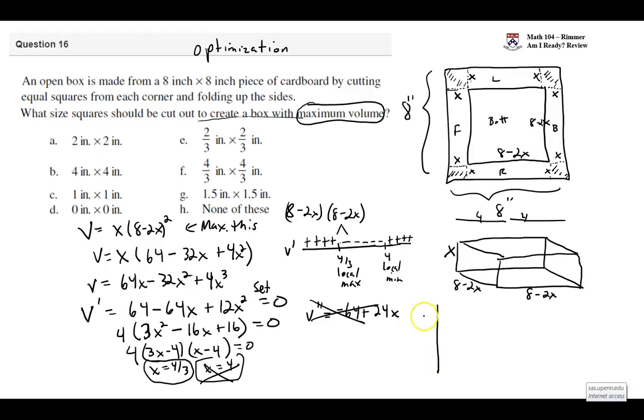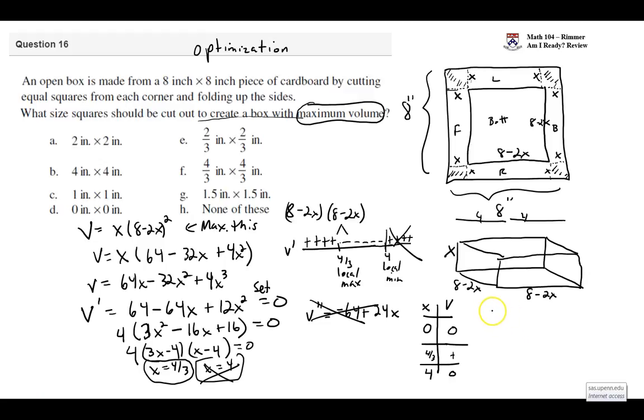We can do a chart basically and say that we know x can't be equal to 0, we wouldn't have a box, and we can't be equal to 4, we wouldn't have a box. And so these lead to 0 volumes, and so it has to be something between 0 and 4. X can't go past 4, and then when we have 4/3, your volume will be the maximum. The local max will be an absolute max. They don't want us to find this volume, but it'll be some positive value.